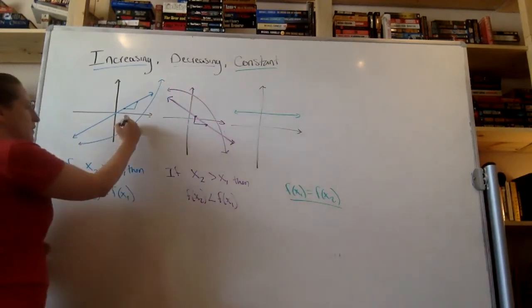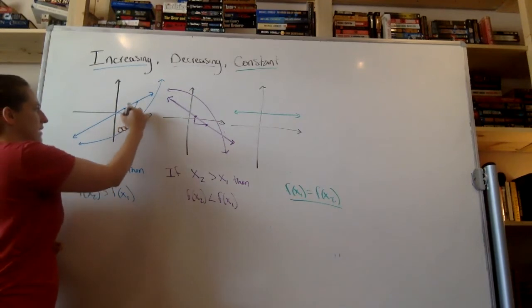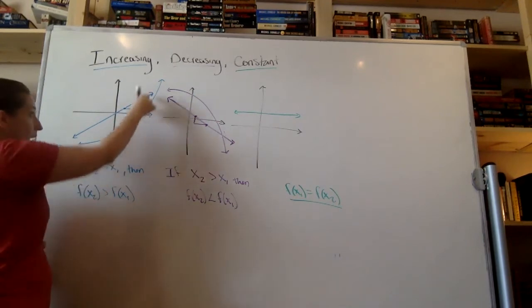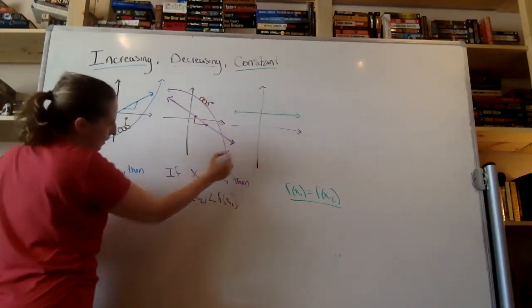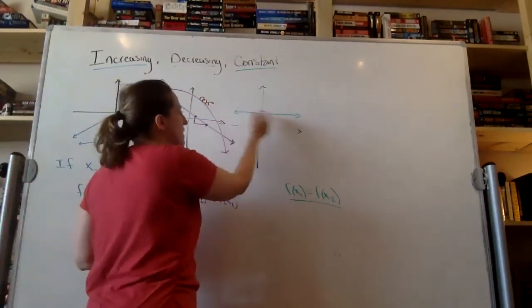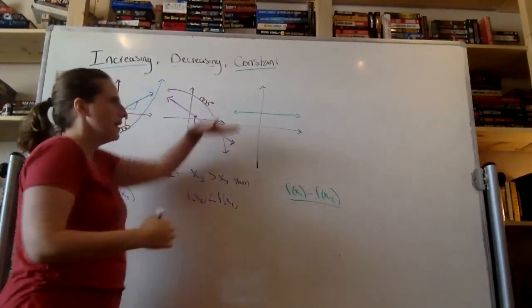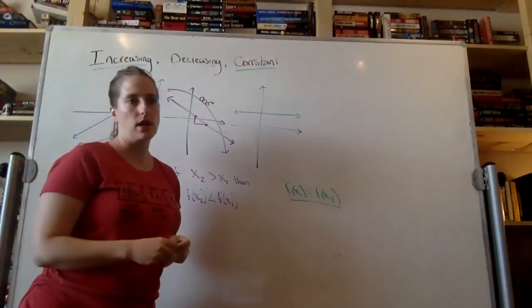Sometimes instead of a person, we use a little ant. So if I draw a little ant, there's my little ant, he would be walking uphill on this function. He would be walking downhill on this function. And then of course he would be staying at a constant level. He's not going up, not going down on our constant function.